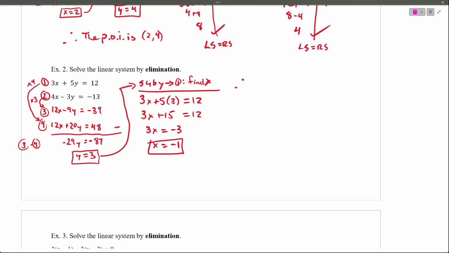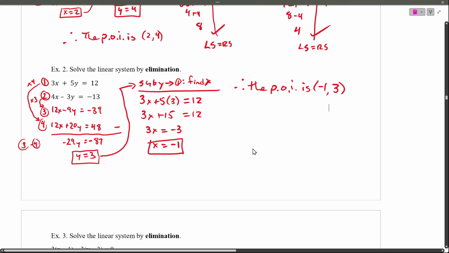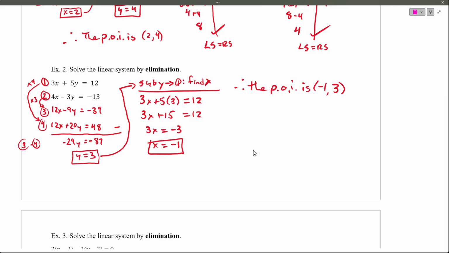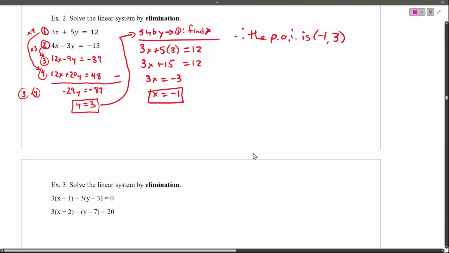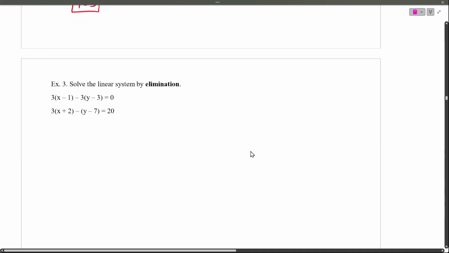So, therefore, the point of intersection is x of negative 1 and a y of 3. Now, this question didn't ask us to do a left side, right side check. Feel free to if you'd like to, but it's not required at this moment. So that's probably about as complicated as it's going to get, with the exception of sometimes you're going to run into ones with fractions and things like that. That's just the nature of the beast. So let's go on and let's go over to the next question.